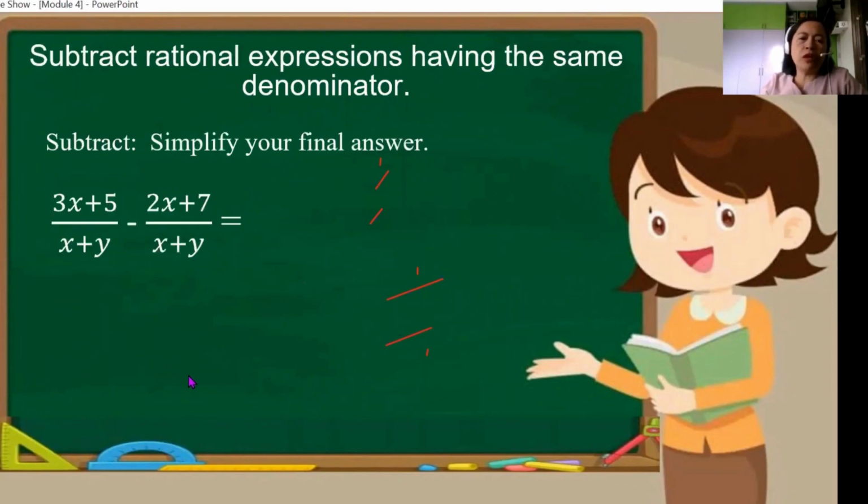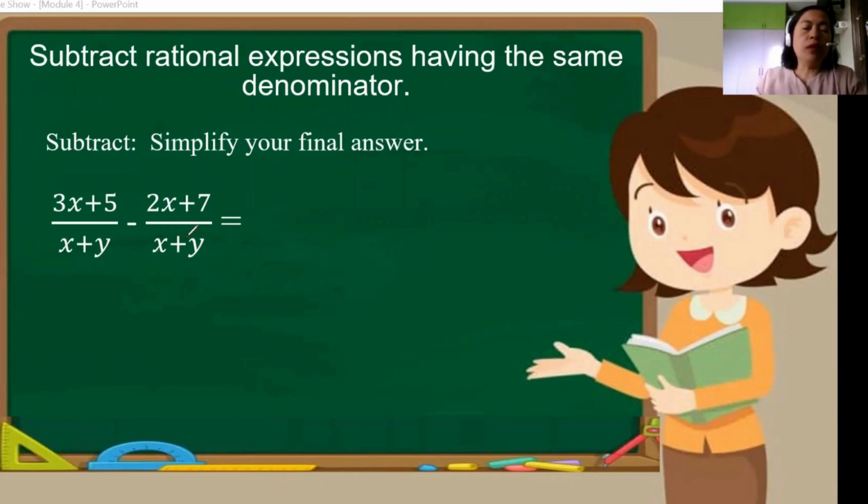Now, how about in subtraction? We subtract rational expressions having the same denominator. Okay? Tingnan natin dito. Subtract these rational expressions and of course, simplify your answers. Wait lang, i-erase lang po natin. Okay. There you go. So, 3x plus 5y over x plus y minus 2x plus 7 over x plus y.